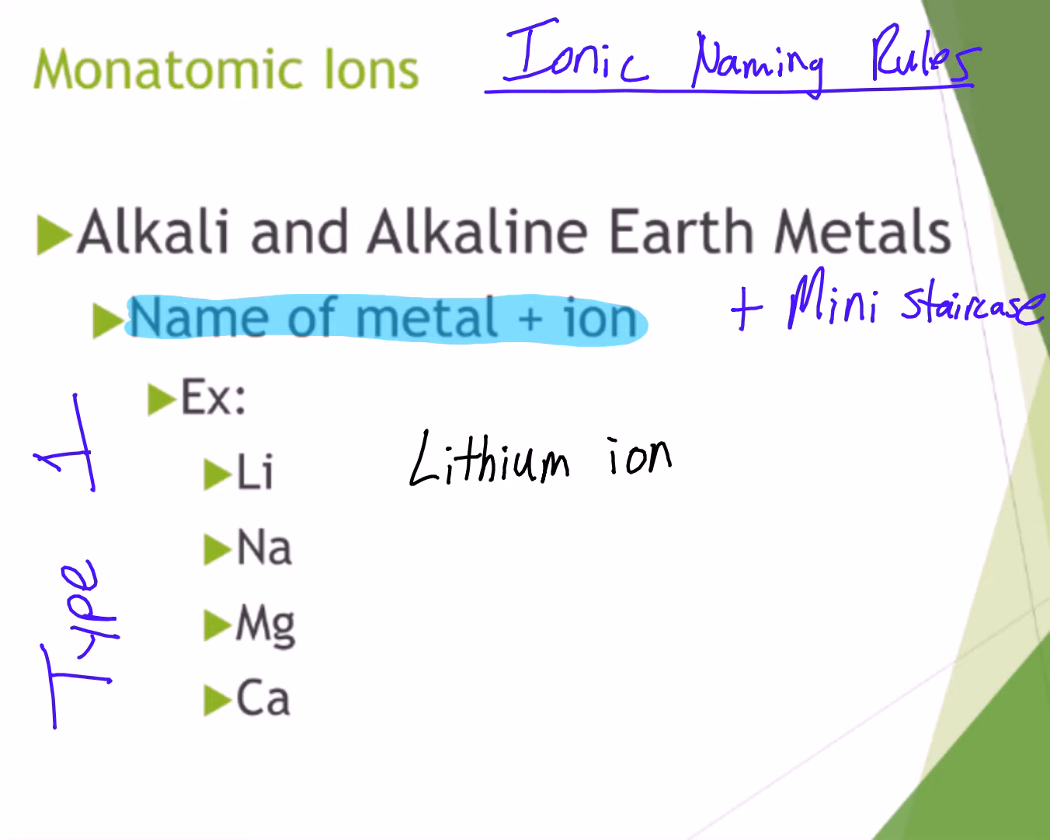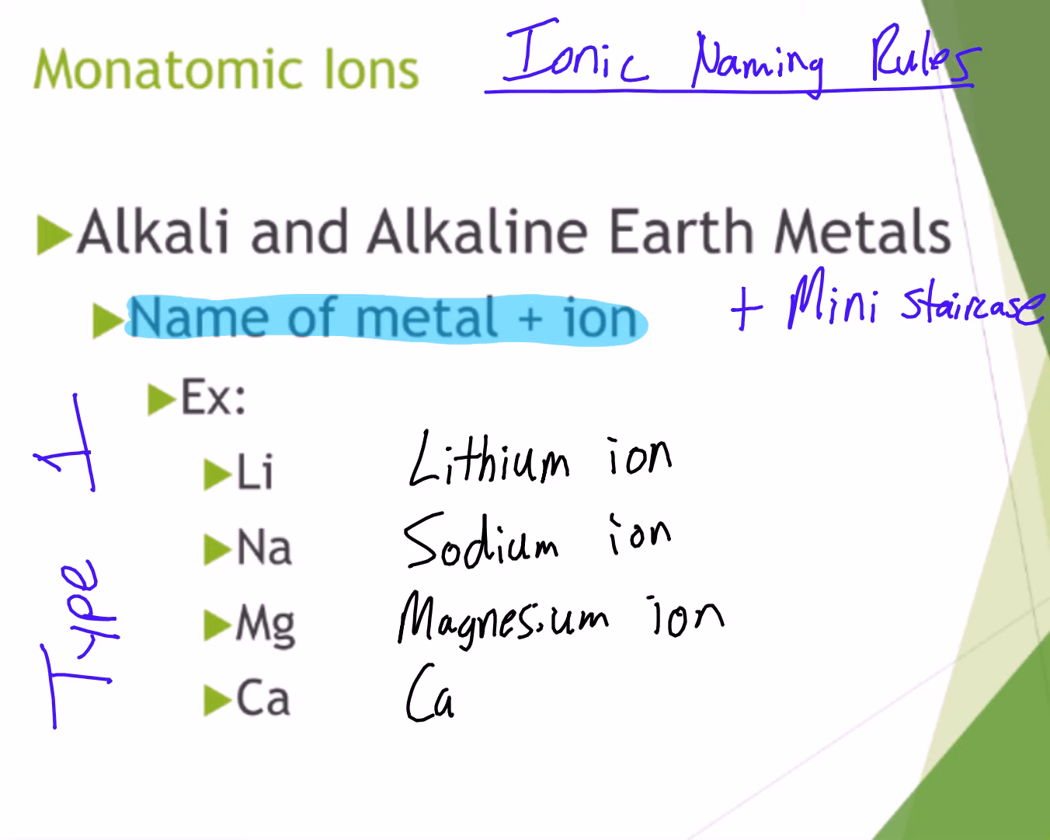That's it. That's a little bit easier. You go ahead and do the next 3. So, Na, what would this be named? Sodium ion. Then the magnesium ion will be the next one. Calcium ion.